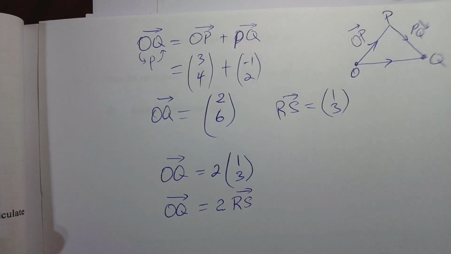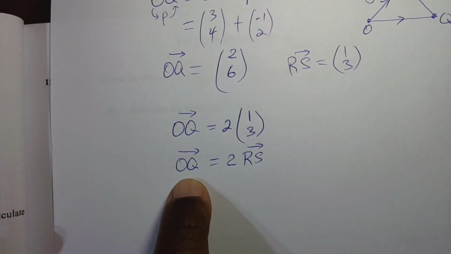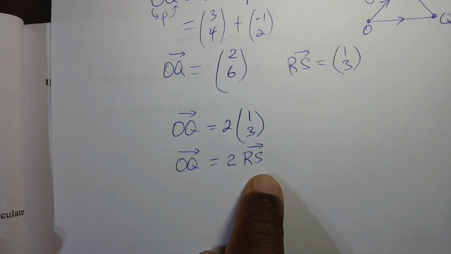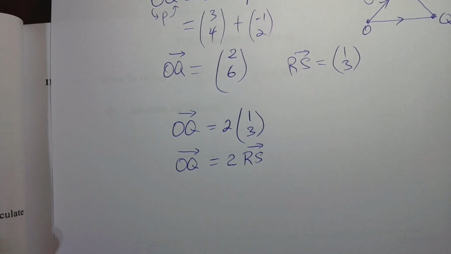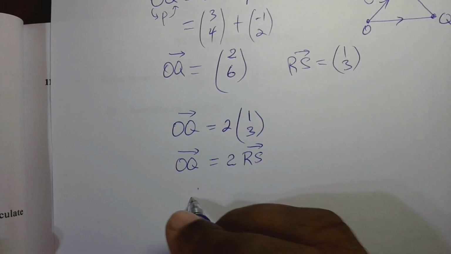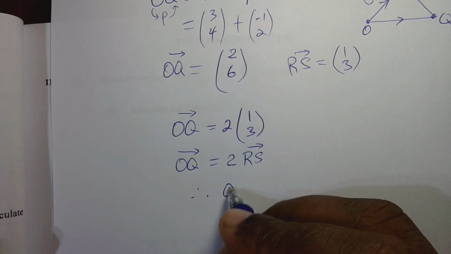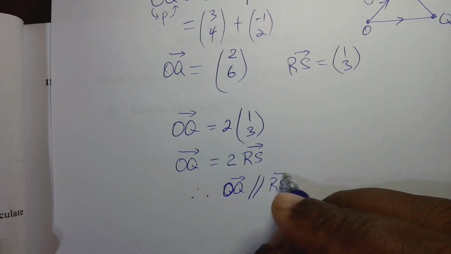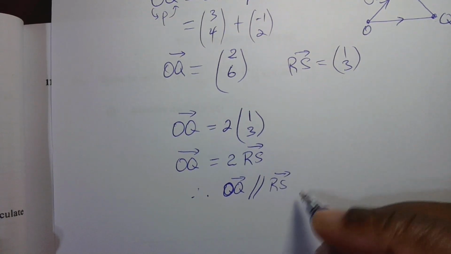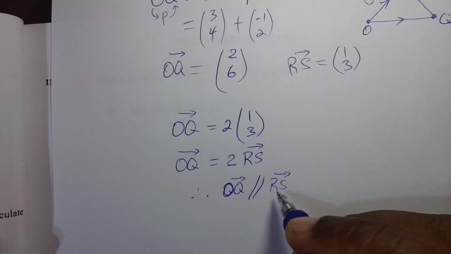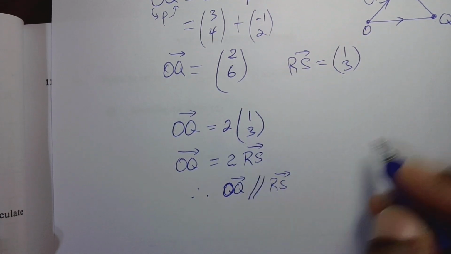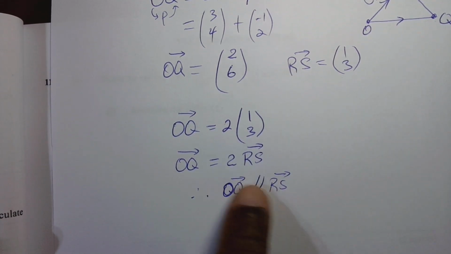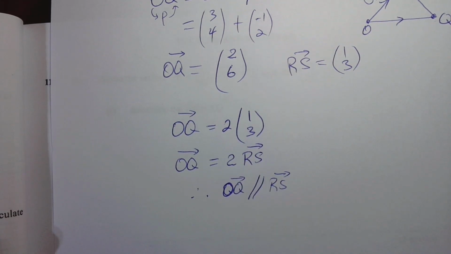Now once we have shown that one vector is a scalar multiple of another, then both vectors are considered to be parallel. So we can say therefore vector OQ is parallel to vector RS. And then you can put in the notes, since vector OQ is twice the length of RS, and it's a scalar multiple of it as well. So you can put those notes, and that's it.